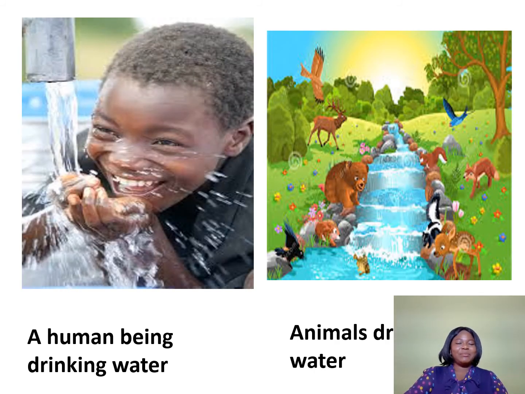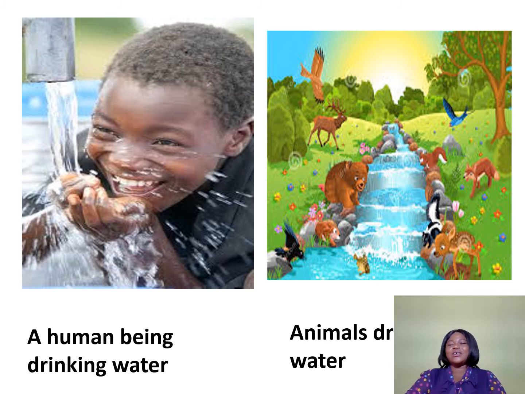Wow. So on this image you can see a human being drinking water. He's happily drinking the water. Can you take your water and drink? Let me see you drinking water. Water is life and it's good to drink water. Animals are also drinking water. They need water to live. Plants also need water to live as well. I hope you are following.